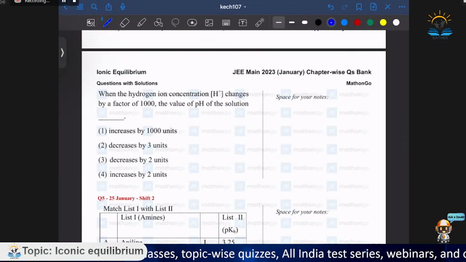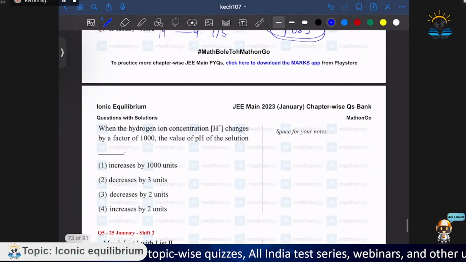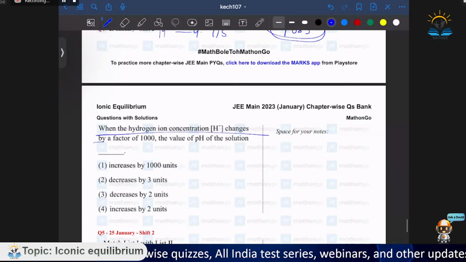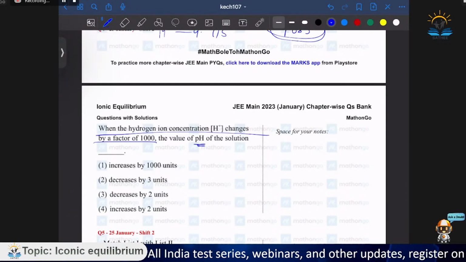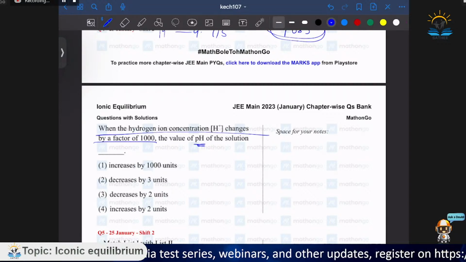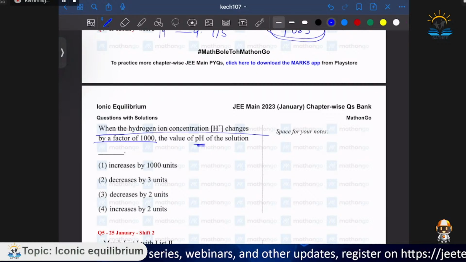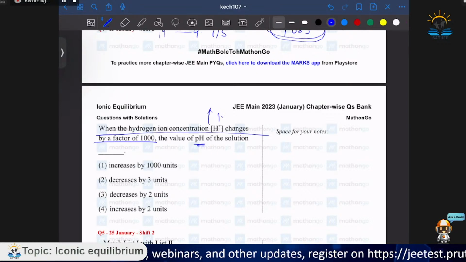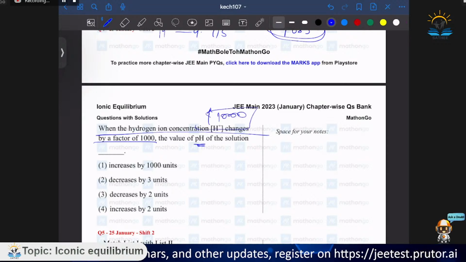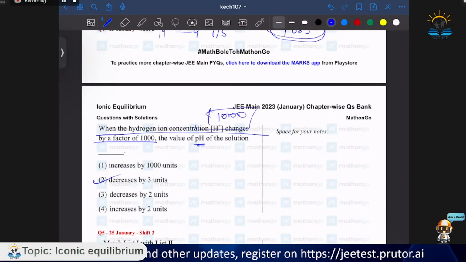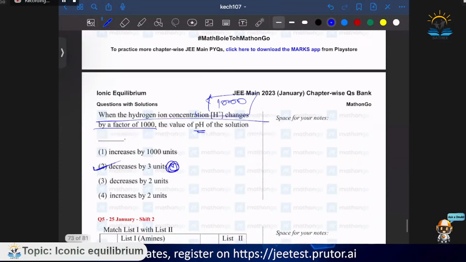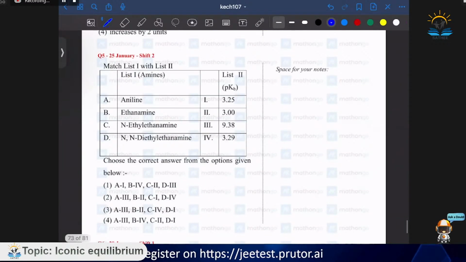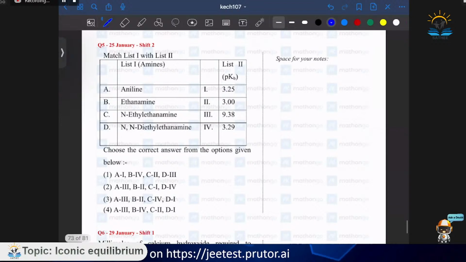Okay, this is going to be the last question. When hydrogen ion concentration changes by a factor of 1000, pH changes by? Suppose hydrogen ion concentration increases by 1000, you multiply by 1000, pH will definitely decrease by 3 units. This is really easy. We can do one more.